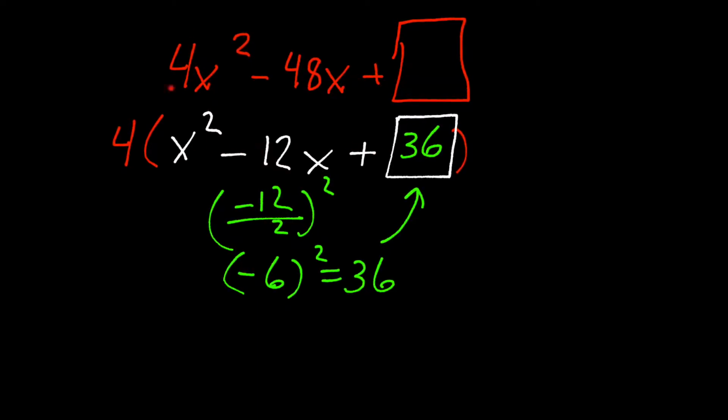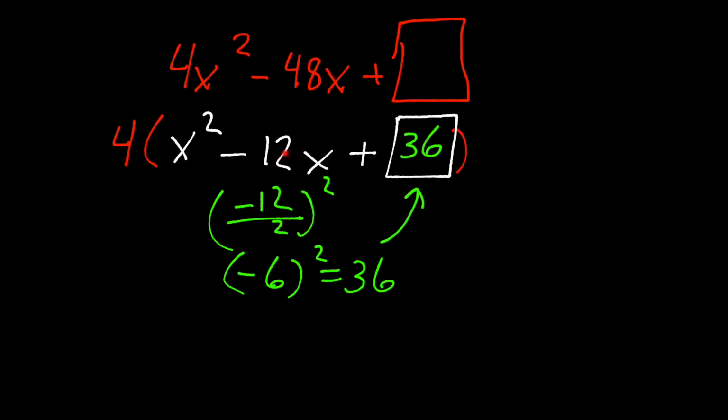We factored out whatever a was. We took b, cut it in half, and then squared it. Make sure you divide it first before squaring. If you square then divide, you're going to get a different number. And then whatever that was, that became our constant at the end.